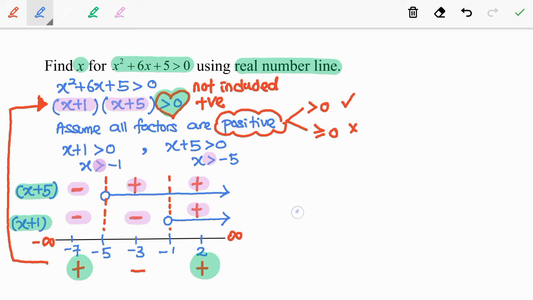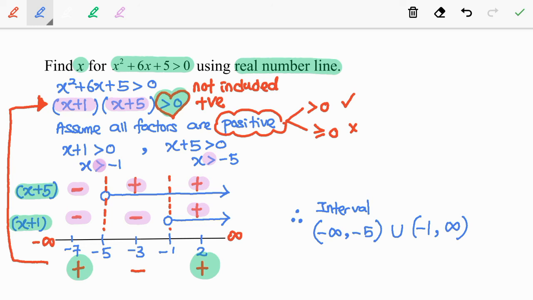Now let us write down the answer in intervals notation. So it will be negative infinity until negative 5. And here, negative infinity and negative 5 both are not included, so we put round brackets. And then union. Another part, we have region negative 1 until infinity. For this part, the same thing, both is not included, so we put round bracket.